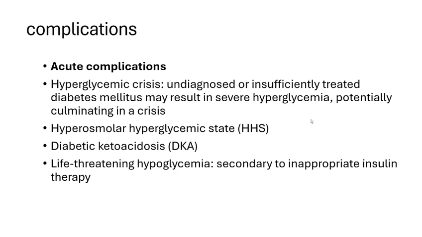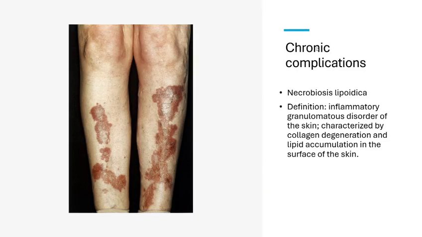When symptoms like polydipsia, polyuria, fatigue, polyphagia, unexplained weight loss, pruritus, and poor wound healing are undiagnosed or insufficiently treated, diabetes mellitus may result in severe hyperglycemia. It means the severity of the symptoms increases, which causes a hyperglycemic crisis, and it causes hyperosmolar hyperglycemic state, a condition primarily seen in type 2 diabetes due to extreme hyperglycemia. Next, life threatening hypoglycemia, which is secondary to inappropriate insulin therapy. Next, diabetic ketoacidosis.